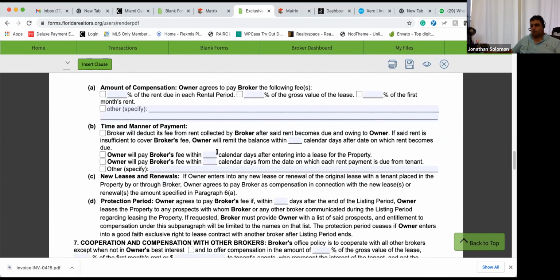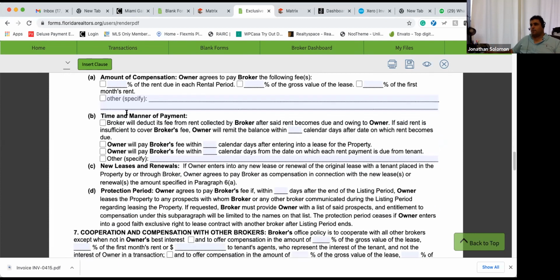When is the landlord going to pay you? If you're not going to receive the money immediately before the lease starts, how long does the landlord have to pay you?